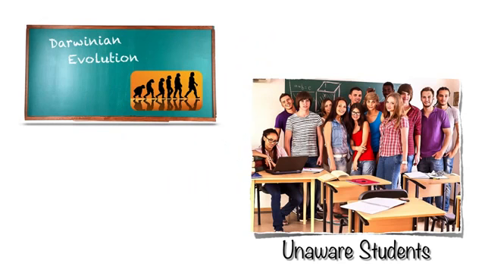Then there are the many students in school who are also unaware of the flaws of Darwinism. These are students who learned evolution in school and have believed it ever since. They think it must be true because my teacher taught it, and they've never thought twice about it.